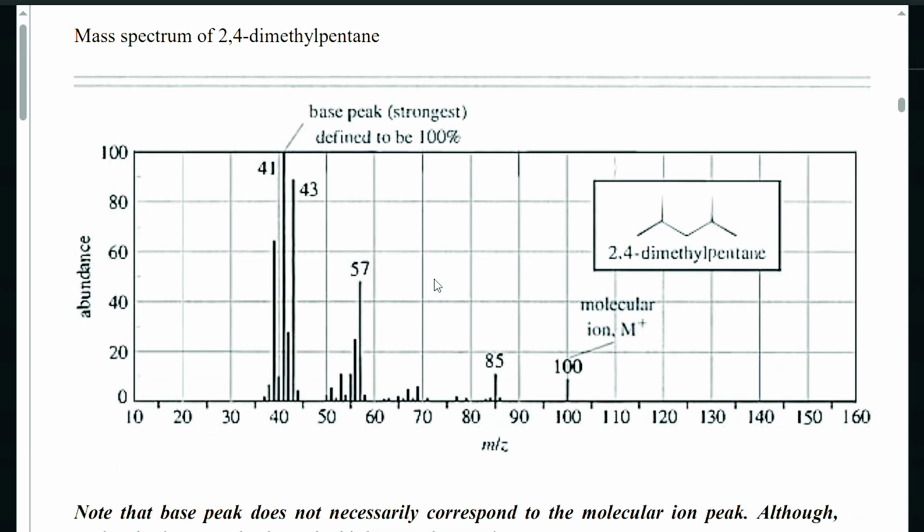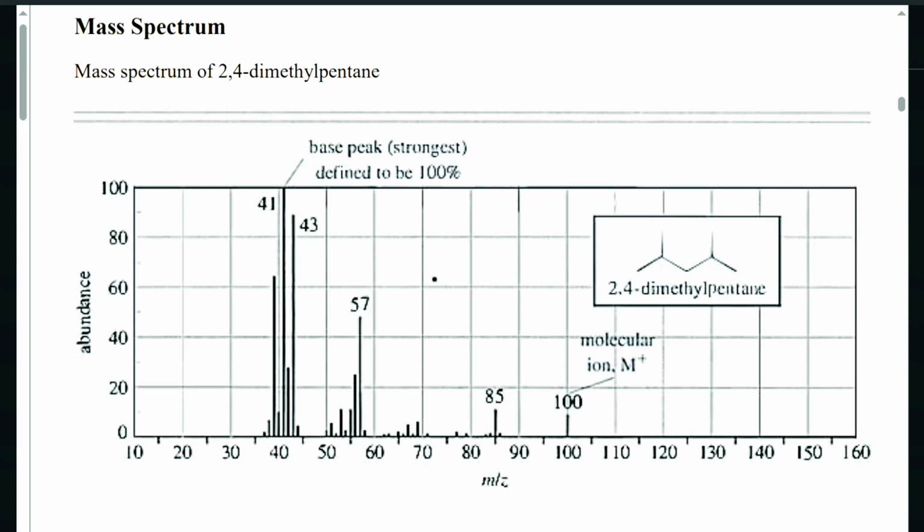So now let's talk about the mass spectrum itself. The mass spectrum of 2,4-dimethylpentane is this. So we have the mass spectrum of 2,4-dimethylpentane. So this is the structure of 2,4-dimethylpentane.